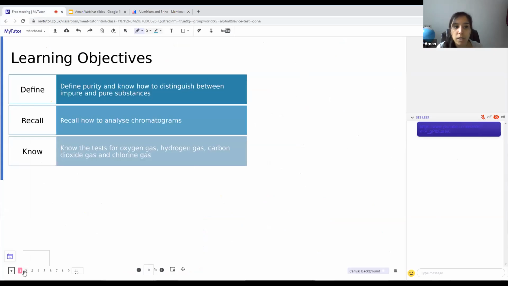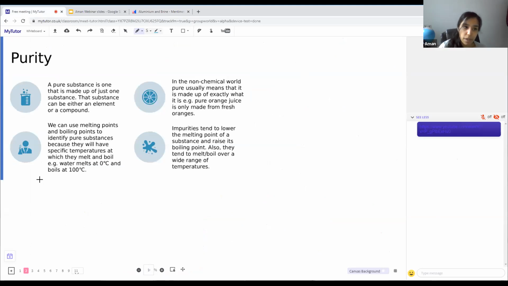So we're starting off with defining purity. So a pure substance is one that is made up of just one substance. And what that means is that it's made up of either an element or a compound. So when we went through mixtures last time, you'll remember I gave the definitions for element, compound, and mixture. So essentially, a pure substance is not a mixture. It's only made up of an element or a compound, and one of either of them, not both.